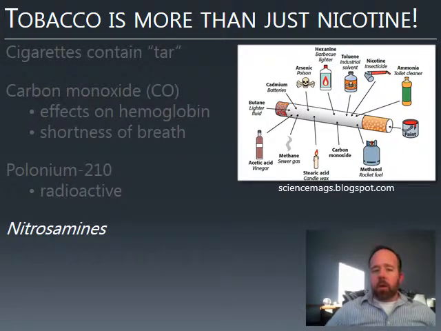There are also what are called nitrosamines, and these are carcinogens. And these are particularly an issue with chewing tobacco because they're right up there against the gum tissue, and it can lead to hardening of the gums and gum disease.